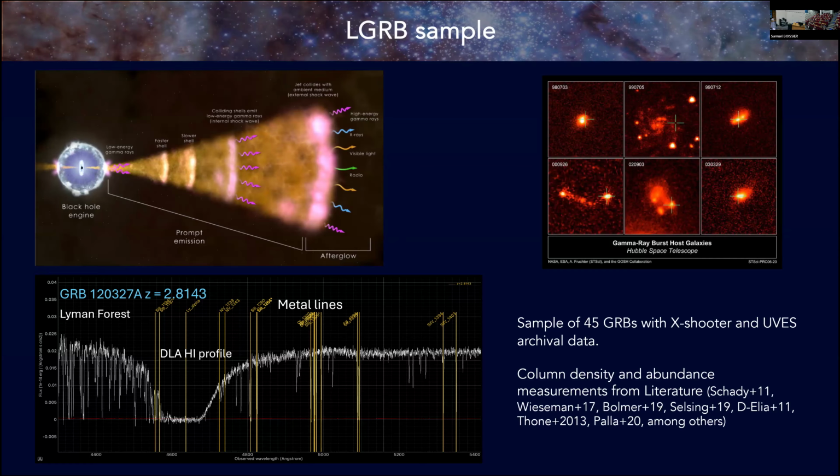where we can see a Lyman forest of absorptions from all the intervening systems between the observed galaxy and the observer. Also, GRB host galaxies normally have very high column densities of neutral hydrogen. So we have DLA profiles, and we have a bunch of metal absorption profiles. For this sample, we have 45 GRBs observed with X-shooter in all the arms, UV, optical, and near-infrared. The column densities and all the metallicities here for the GRB sample are based on absorption line analysis.